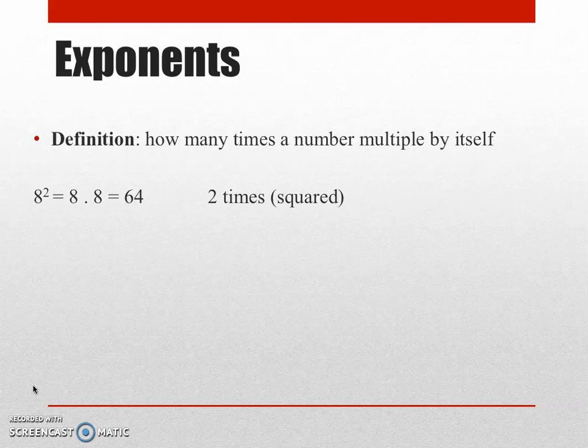64. There's also another way to show exponents, and that's with this sign. So here we have 5 to the power of 3, meaning 5 must be multiplied by itself 3 times. This is also called cube. So this gives us 125.